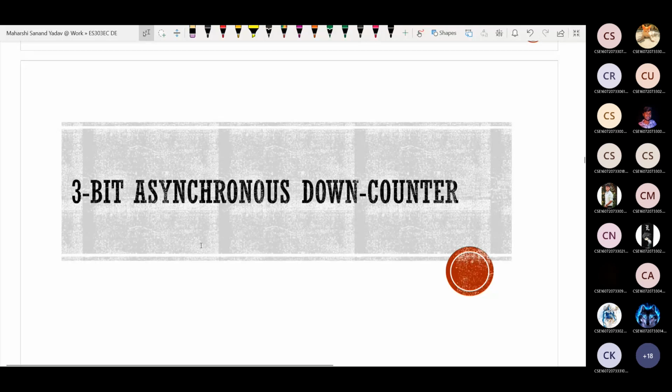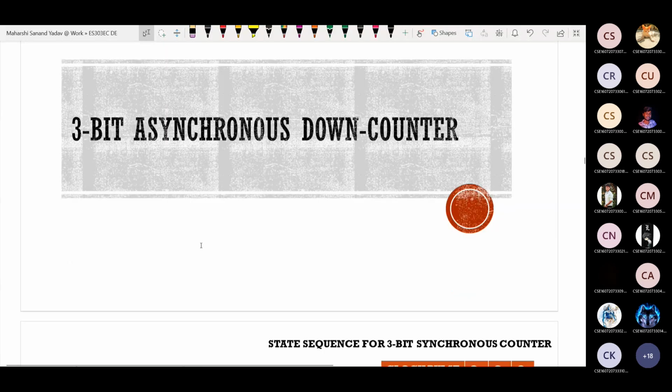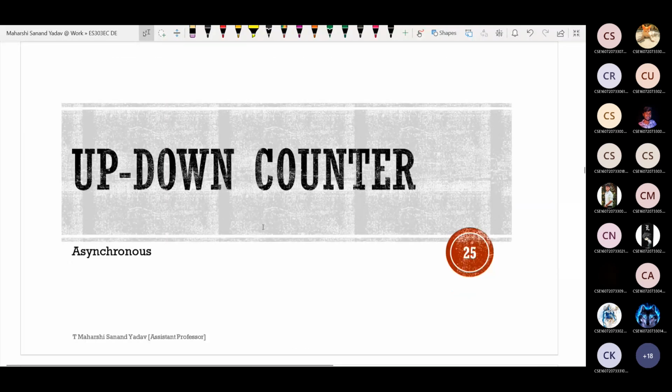Now let us try to understand up down. Now tell me, I want an asynchronous up down counter. How will you do it? First, before this, what did we do for the synchronous up down counter? Can anyone tell me what we did? Just tell me. State diagram. Okay, we have drawn the state diagram.